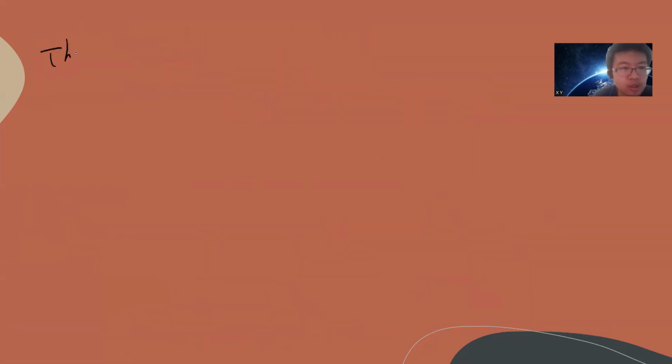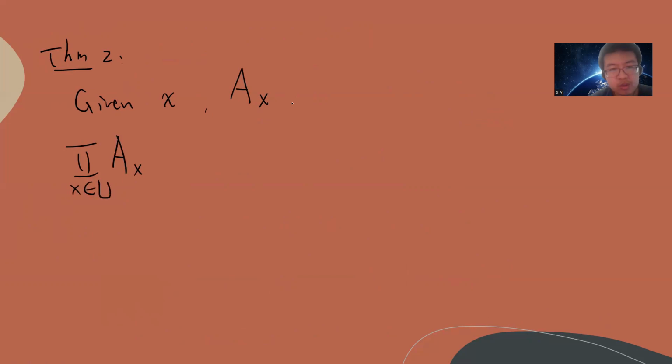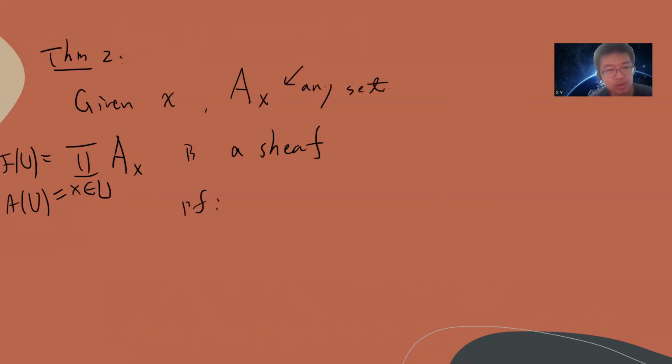Okay, and theorem 2: given any x, suppose you have a set A_x, which can be arbitrary, and x belongs to U. Then you define F(U) to be the product of the A_x over x in U. So A_x is any set. This proof is very simple because there isn't any structure. We just say x is a set, so you should imagine that the proof just starts from x.